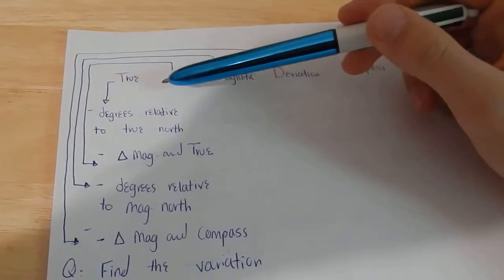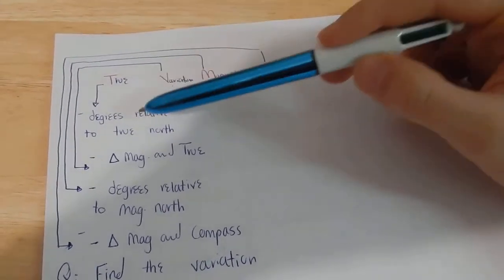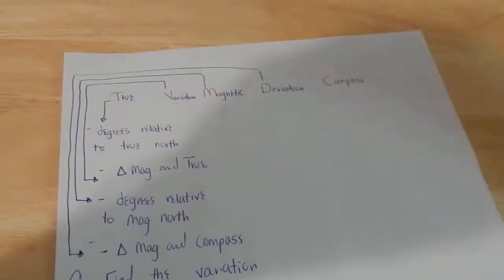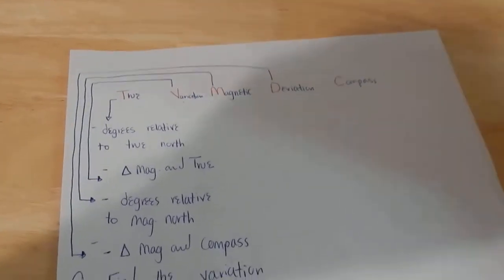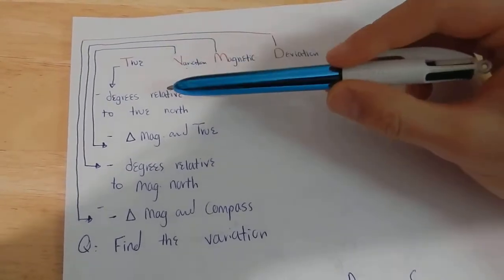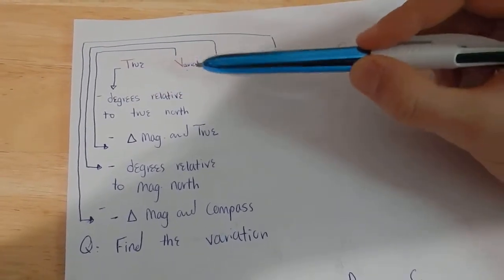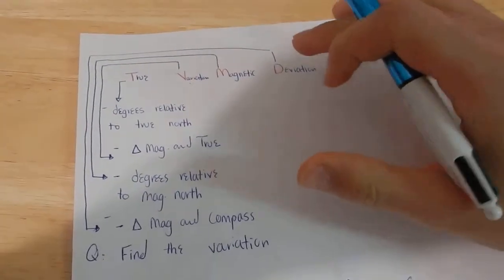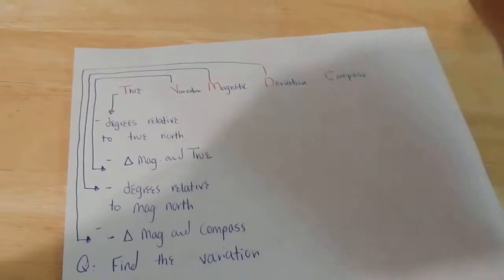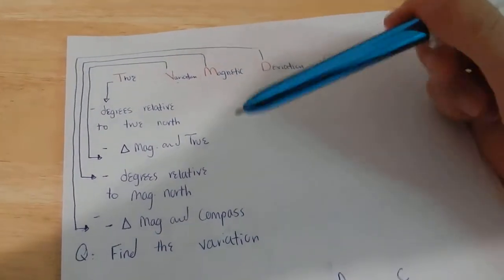So for true, it is the degrees relative to the true north. Your true heading will be your heading relative to the true north. That's the actual North Pole. Variation is the difference between true heading and magnetic heading. So that's the difference between the North Pole, the true north, and the magnetic north. They're different, and that changes over time. So that's written here.